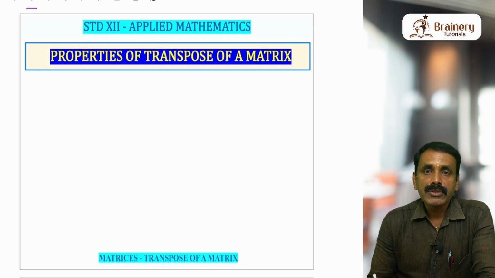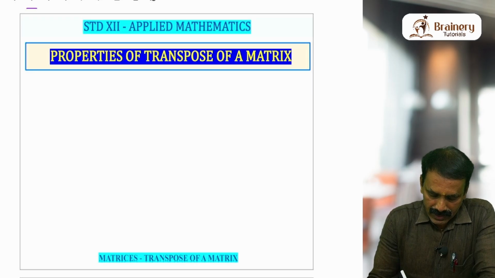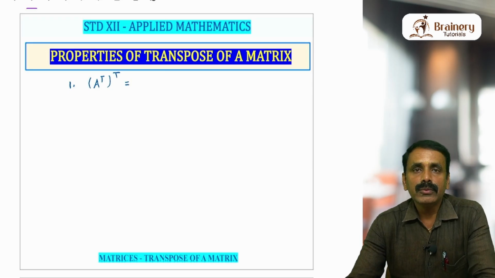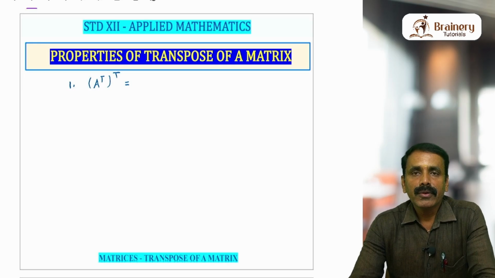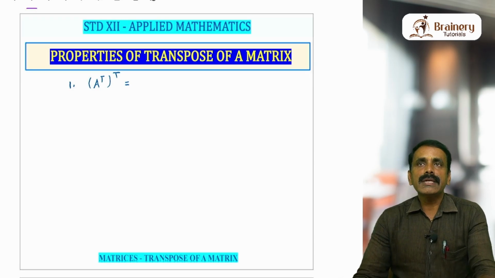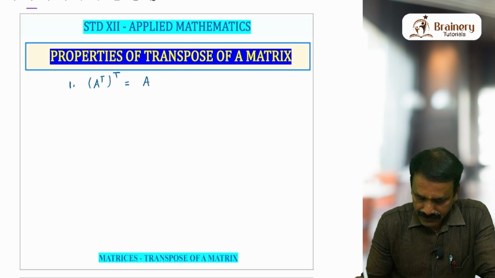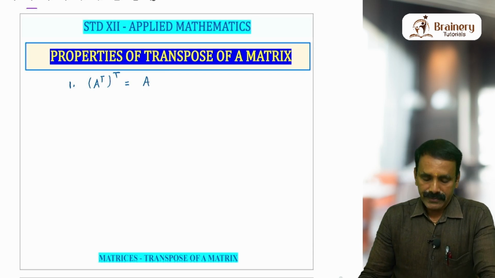Now what are the properties of transpose of a matrix? The first property is that A transpose whole transpose will be equal to A. We are finding A transpose first. After finding A transpose, again we are going to transpose it. In such a case, we will be getting A itself.